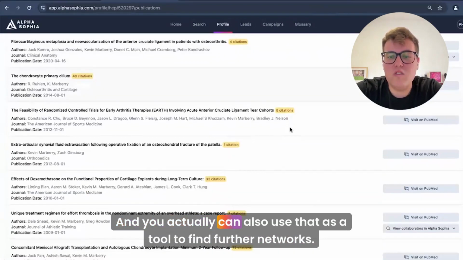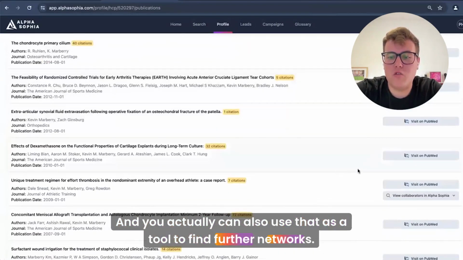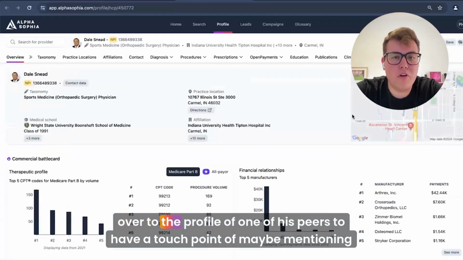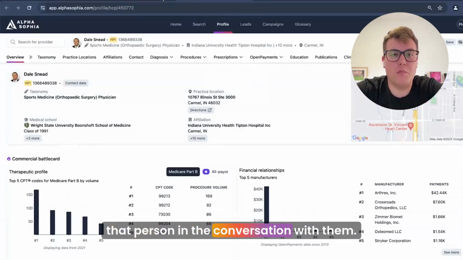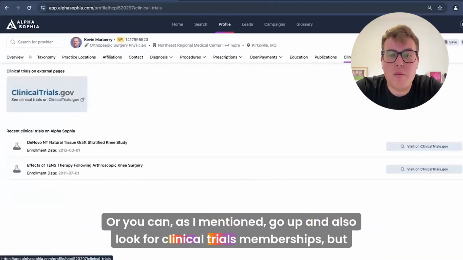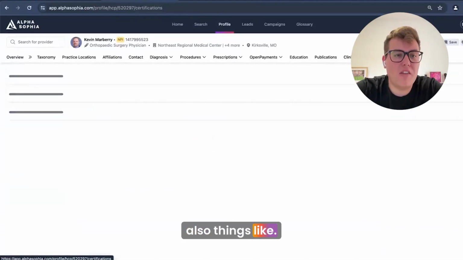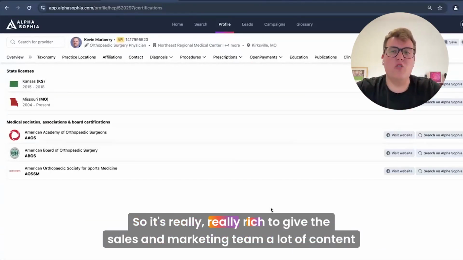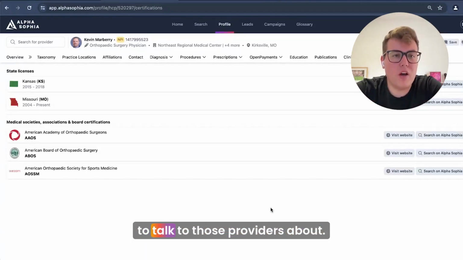And you actually can also use that as a tool to find further networks. So you could see his collaborators on certain publications and then quickly jump over to the profile of one of his peers to have a touch point of maybe mentioning that person in the conversation with him. Or, as I mentioned, you can also look for clinical trial memberships, but also things like where they are certified and in which societies they are a member. So it's really rich to give the sales and marketing team a lot of content to talk to those providers about.